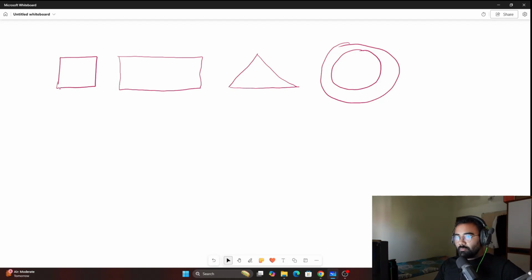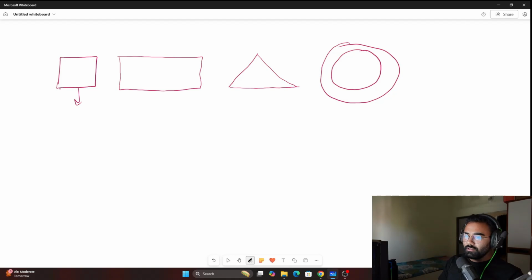In short, perimeter is the measurement of all the sides. When all the sides of a shape, be it regular, be it irregular, are added, the quantity that you get is the perimeter.